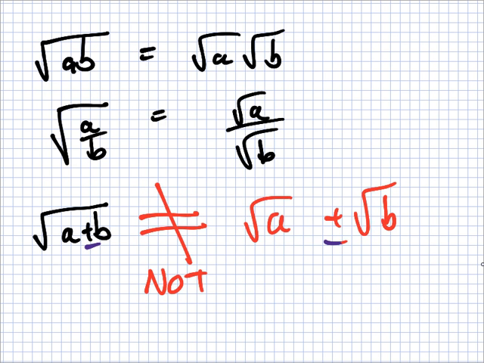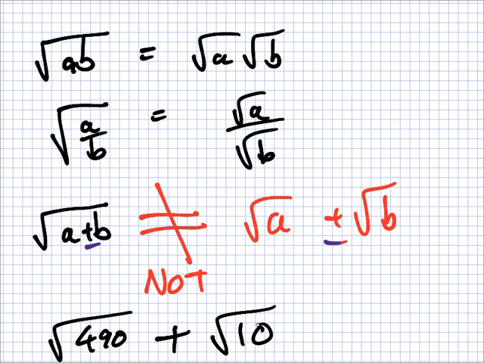Okay, so let's continue now. Let's say I had something like root 490 plus root 10, and I wanted to simplify that.